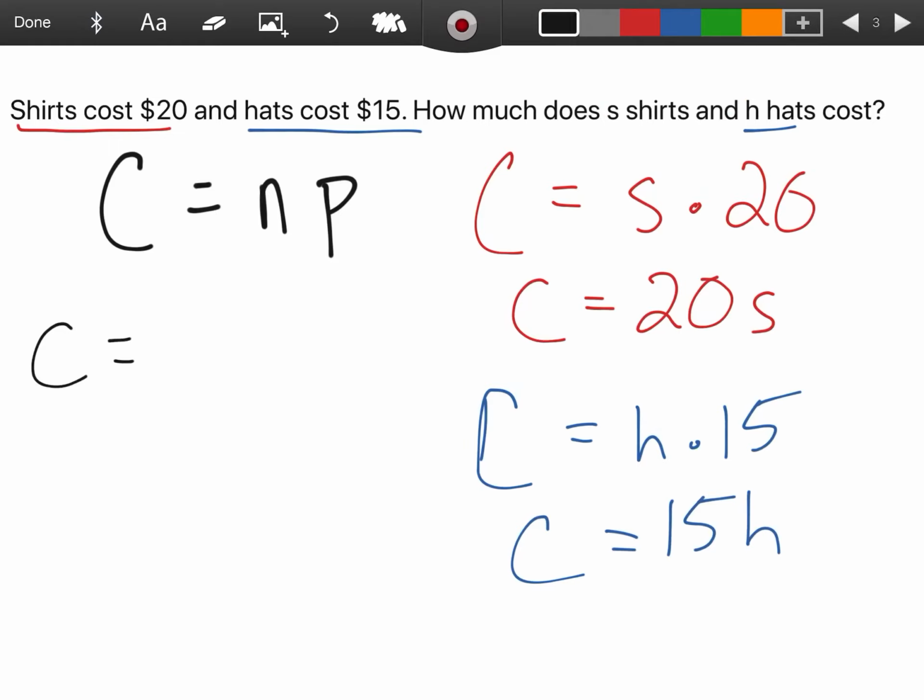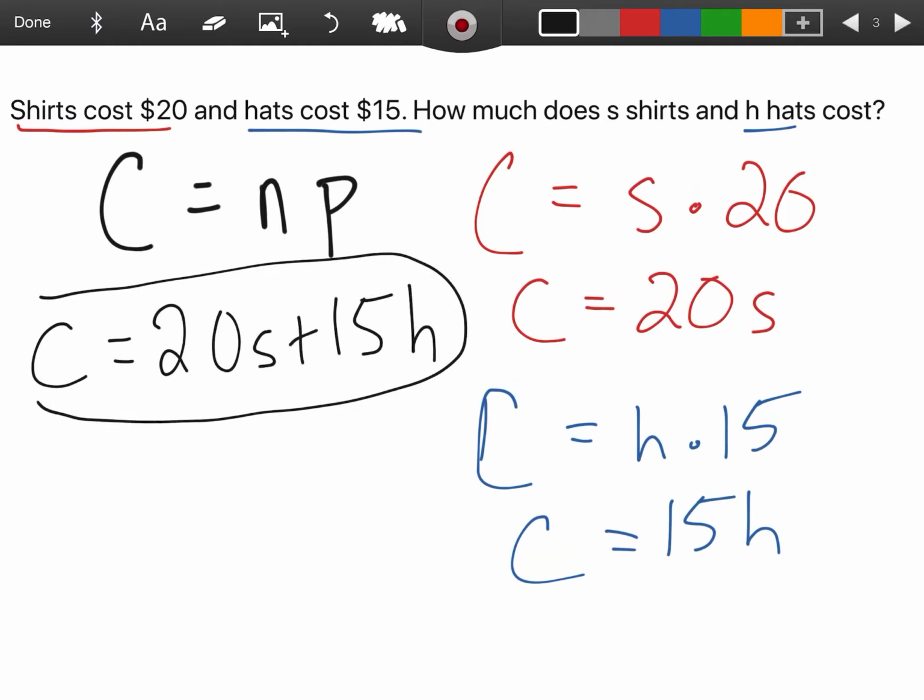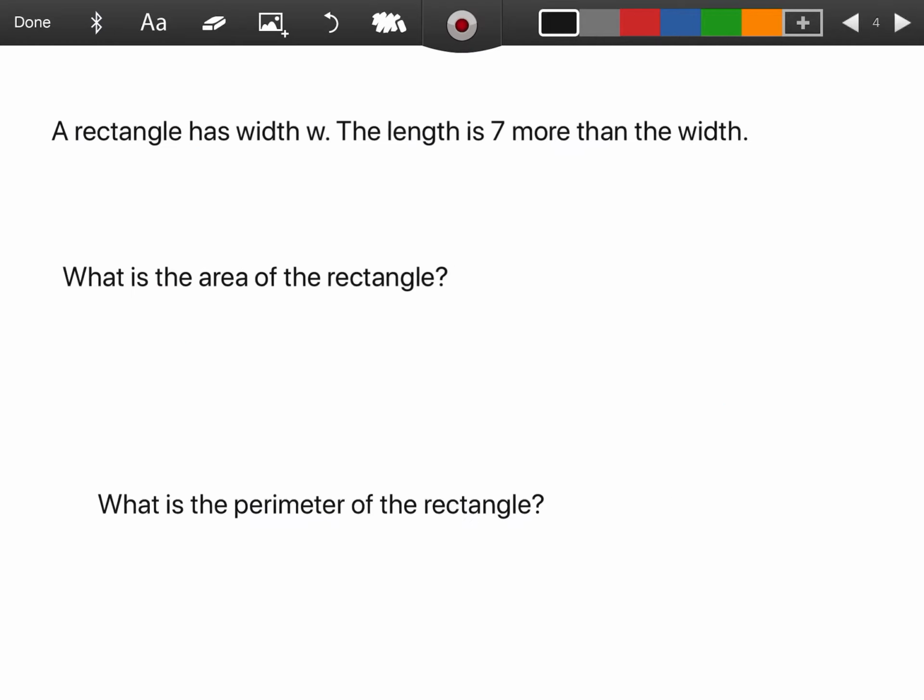So then my total cost is just going to be those two added together. If I'm buying S shirts and H hats, well, I need to add them together. So the total cost is 20S plus 15H. And that would be my final answer.